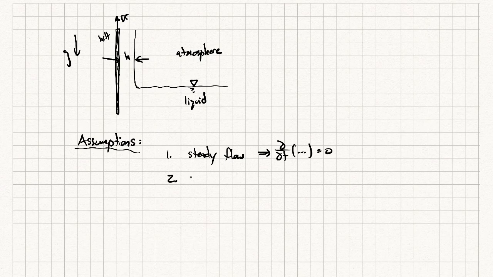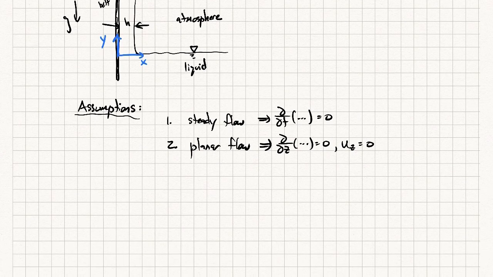We'll also say that we're dealing with a planar flow, meaning that nothing is changing in and out of the page. Let me put a coordinate system on here so we can refer to which direction I'm talking about. So we'll say that upwards is the y direction and horizontally is the x direction. So when I say it's a planar flow, that means that there are no variations in the z direction. And actually the z velocity in this case would be 0. There's no reason the flow would be going in or out of the page. Okay, so we have that.